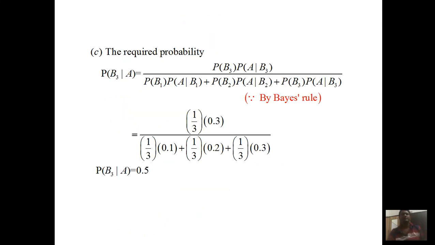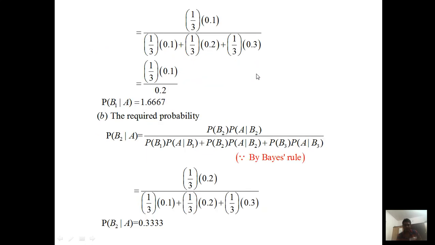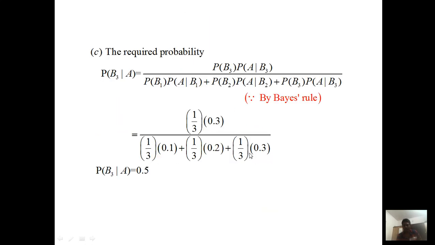And similarly for the third one, we are interested to check whether the defective finger joint is coming from the third box or not. So just the numerator is changed. Probability of B3, probability of A given B3. The denominator is as it is. Probability of B1, probability of B2, probability of B3, all are the same, 1/3. So the numerator is 1/3. Now probability of A given B3 is 0.3. The denominator is as it is. Further simplification leads to probability of B3 given A as 0.5.